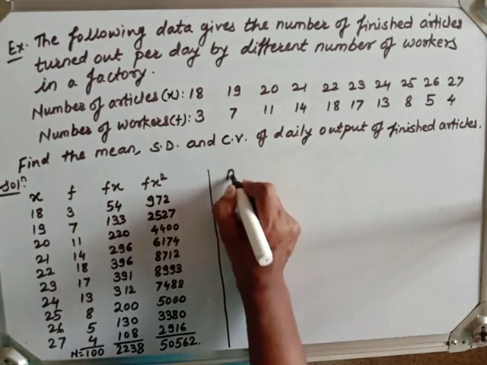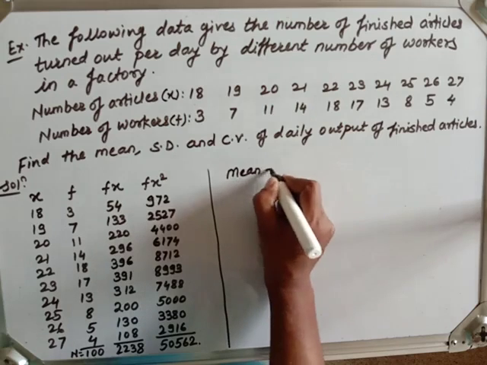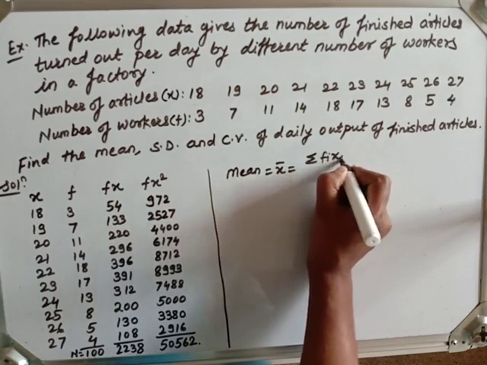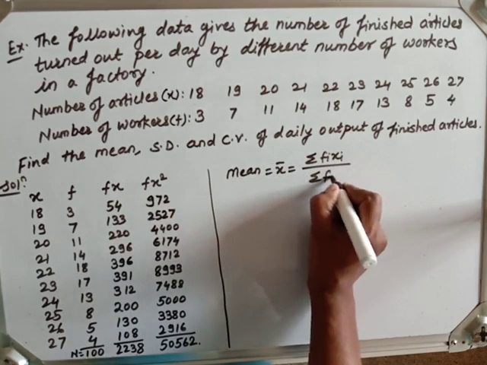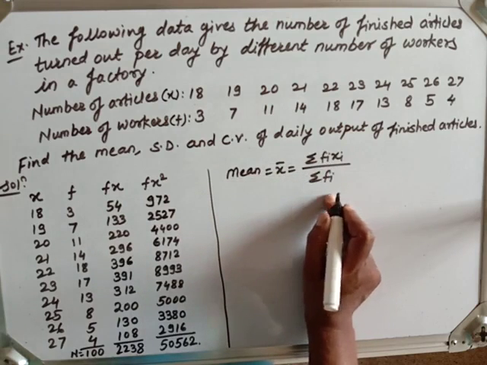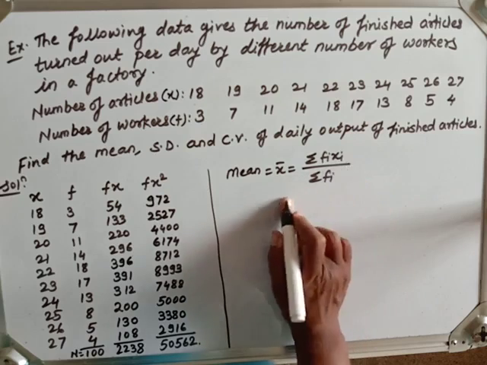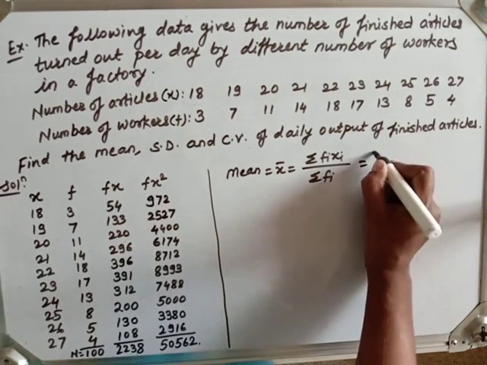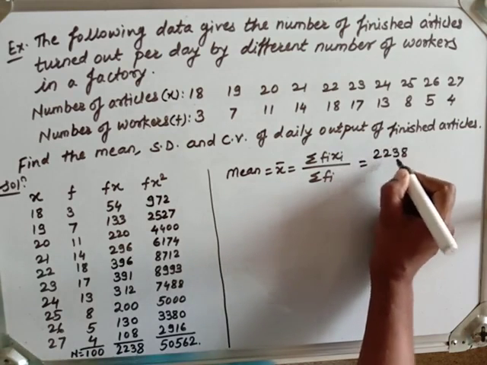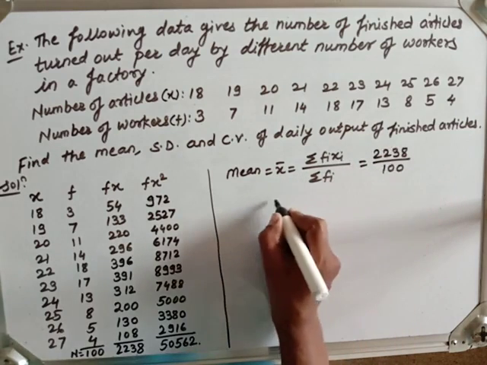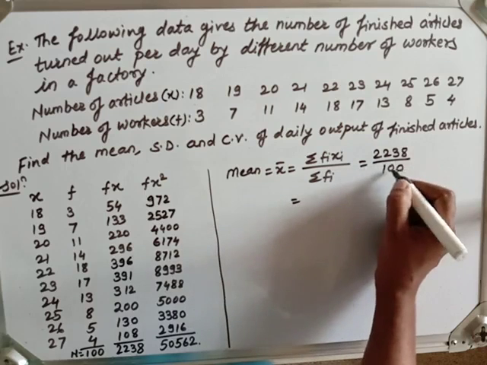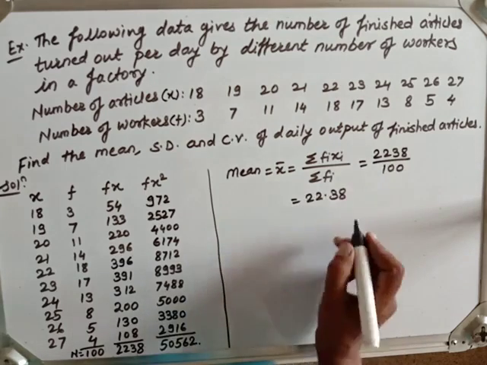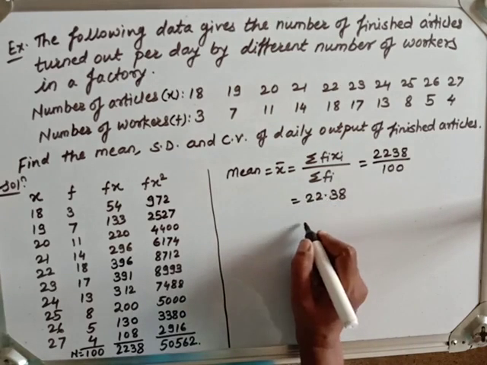What is the mean? Mean is x bar. The result is summation fi xi upon summation fi. Summation fi is nothing but capital N. Summation fi xi is what we have found: 2238 upon 100. So the mean is this ratio, which is 22.38.